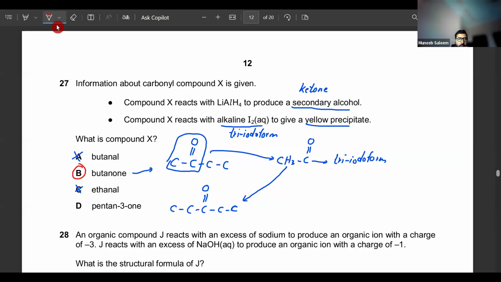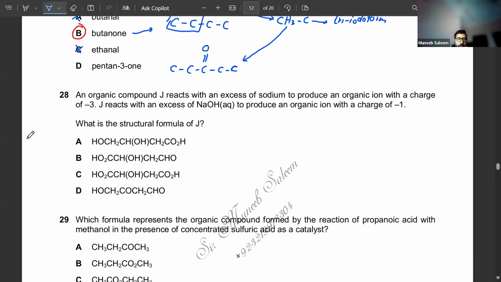Now we have the next question, number 28. Question 28 says an organic compound J reacts with excess sodium to produce an organic ion with a charge of -3, and then reacts with NaOH to produce an organic ion with a charge of -1. We have to identify the correct compound. So we should remember that in these compounds we have different types of functional groups present.